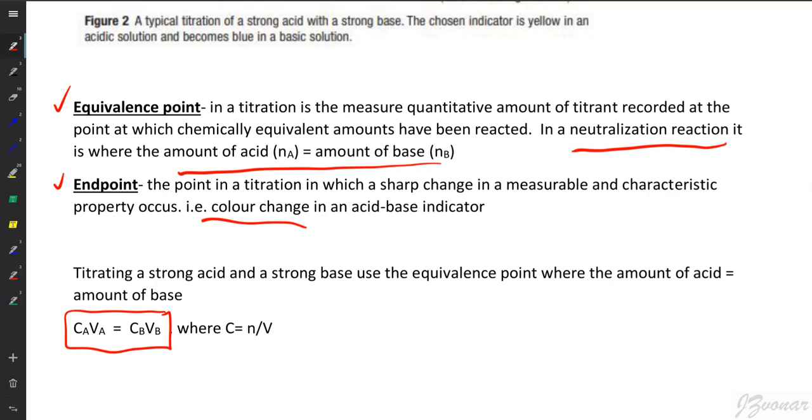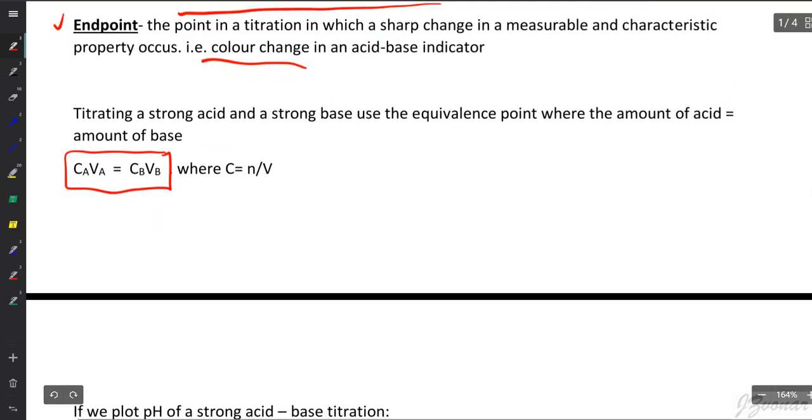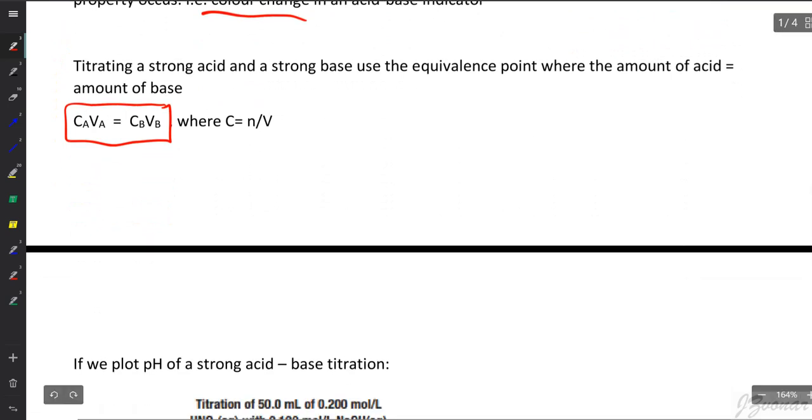Remembering that concentration is equal to the moles divided by the volume, we may be using this formula when it is a 1-to-1 mole ratio.